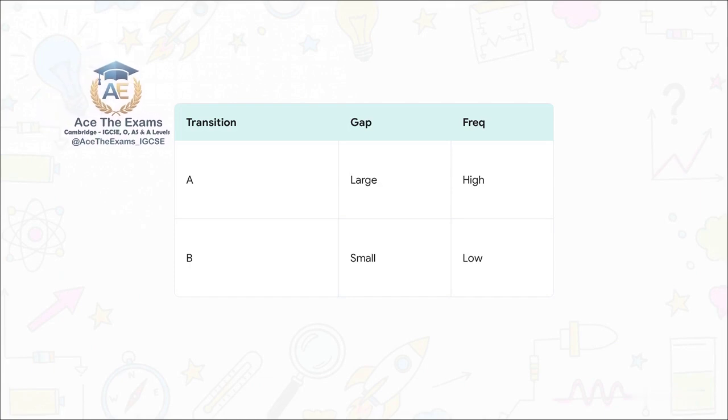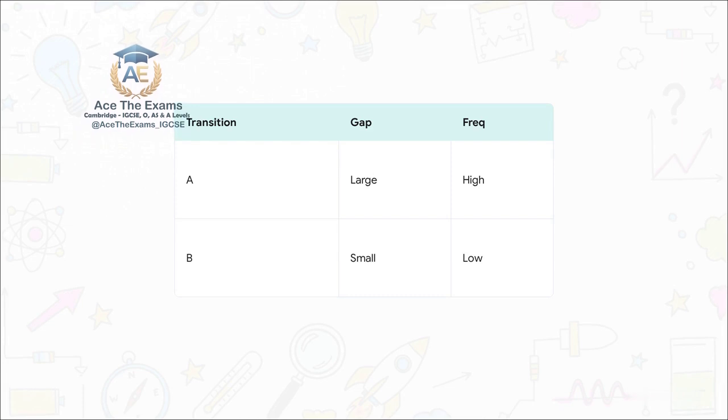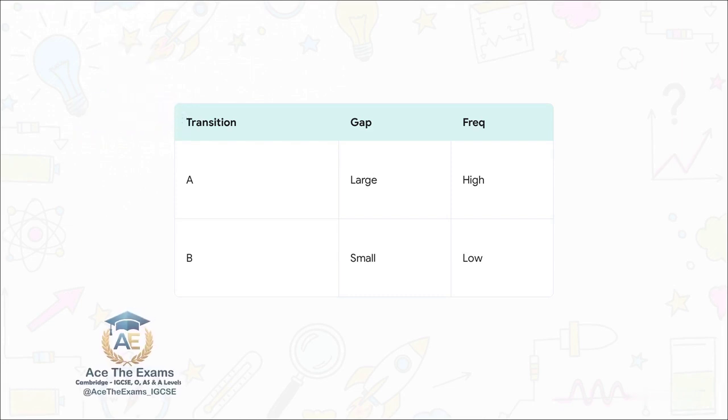We have 3 theoretical energy transitions here. As the gap between E1 and E2 gets larger, what exactly happens to the value of f? Remember our core principle, hf equals the energy difference.